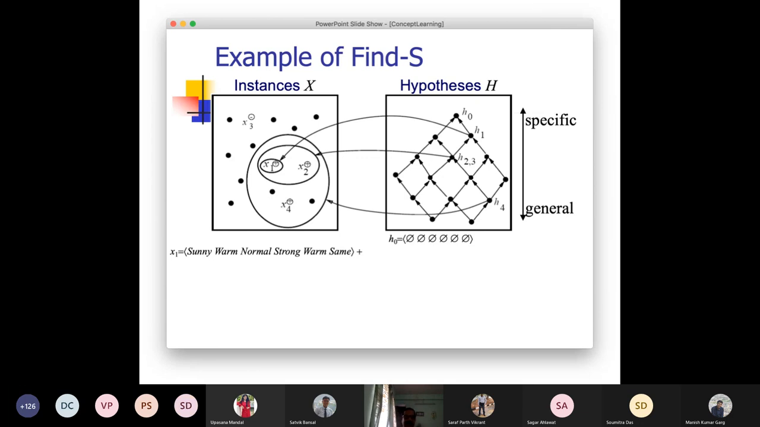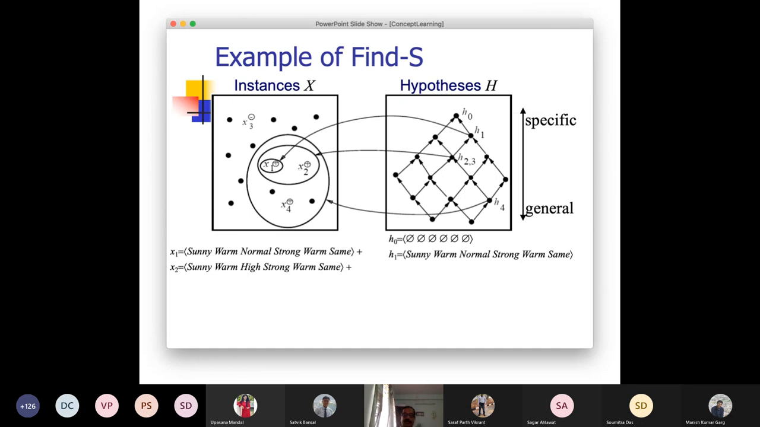When you read the input, the value of sky is sunny, something like that. But they are all Boolean literals. So H1 is also represented in the same form, same representation with respect to that input. Now let us consider the next example, X2. Sunny, warm, high, strong, warm, same, positive.